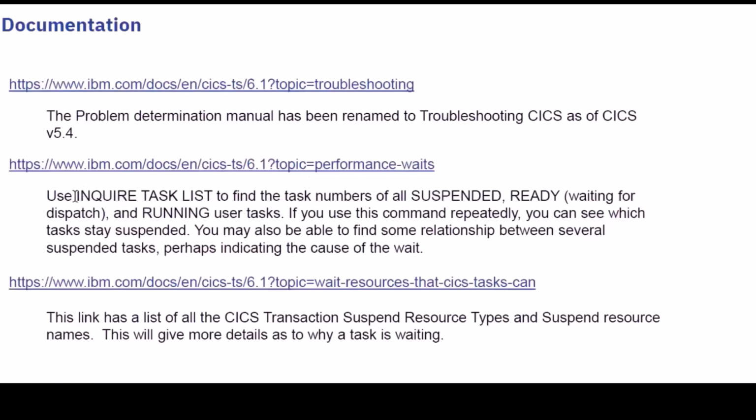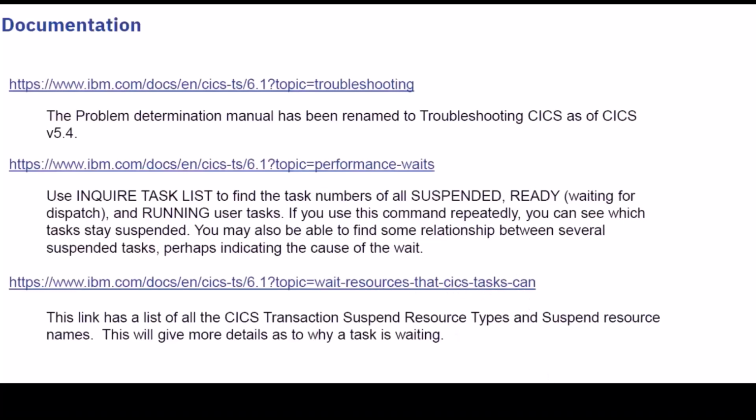Interestingly enough, you'll notice it starts out with inquire task list. I just did it at the CICSplex level, but you can do it at individual region levels as well. And you're looking for tasks that are suspended. Again, if you're ready to run or running, and again in CEMT, it'll show you as dispatchable, not ready, but nonetheless, you would see that same information. And then this is a list of all the suspend resource waits and types.